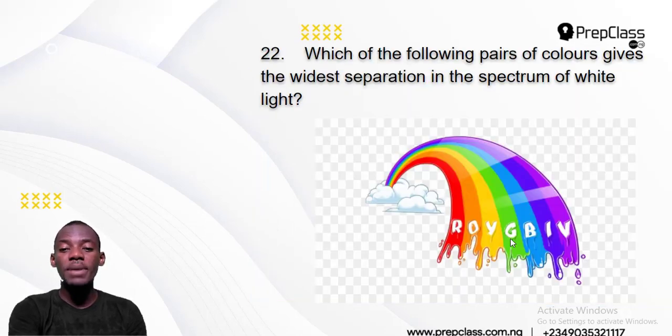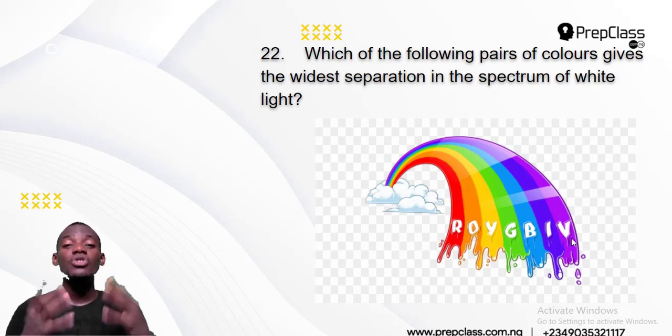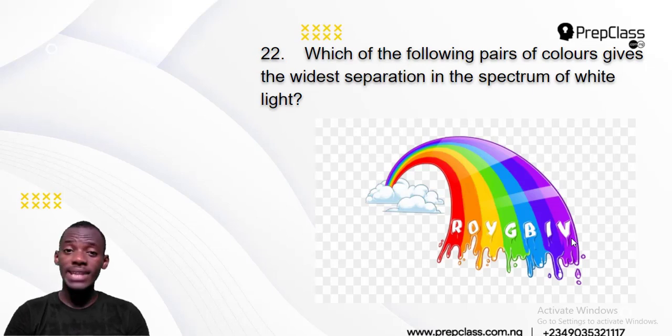And here they have ROYGBIV. It's given by the formula ROYGBIV. Red, orange, yellow, green, blue, indigo, and violet, right? Those are the 7 colors of white light. But which one has the widest gap between them? Which of the pairs have the widest gap between them?